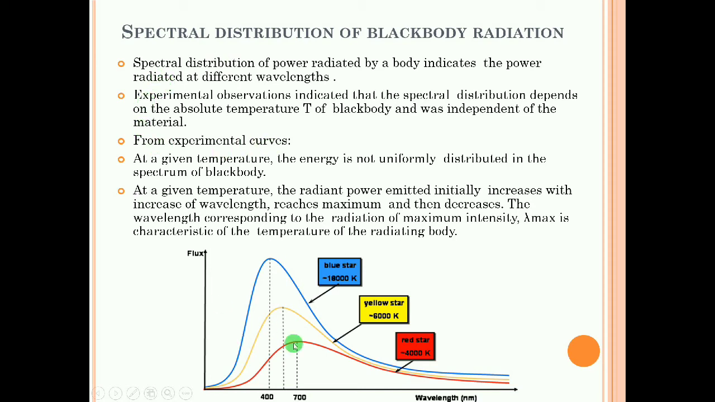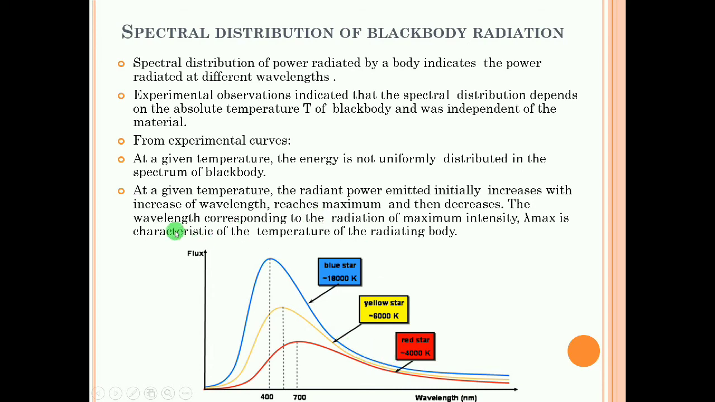From the experimental curve, from this given graph, what we are getting is that at a given temperature, the energy is not uniformly distributed in the spectrum of a perfectly black body. At a given temperature, the radiant power emitted increases with the increase in wavelength. It reaches the maximum value and then decreases.